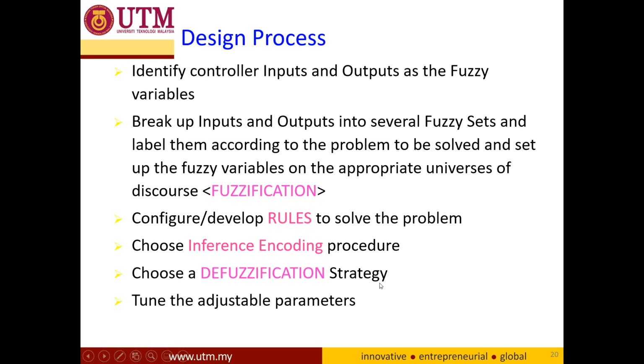If you remember what I said earlier, in fuzzification, we convert crisp values to fuzzy values. In defuzzification, we convert fuzzy values back to crisp or real world values. And often we have to tune the adjustable parameters. So you have to simulate your controller in your control system, and if the performance is not satisfactory, you have to adjust either the rules, the shape of your membership function, the universe of discourse, and so on.